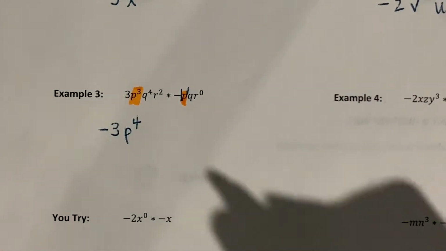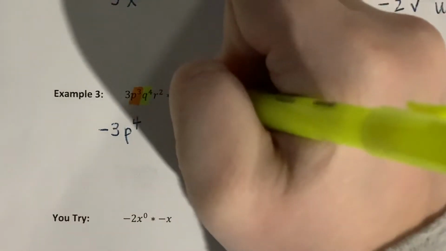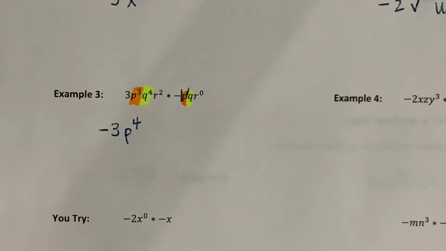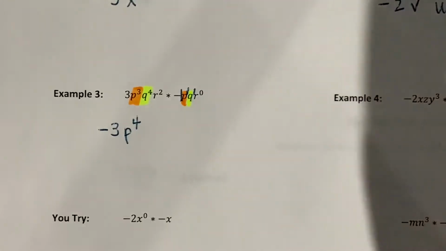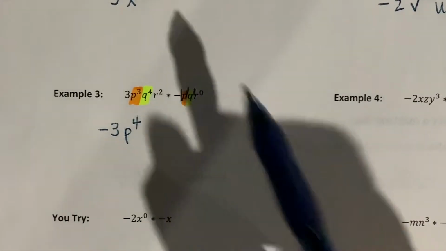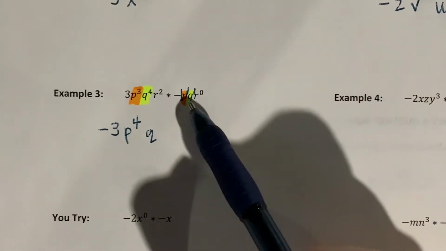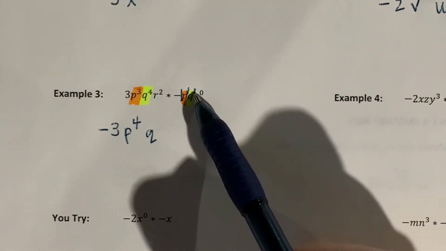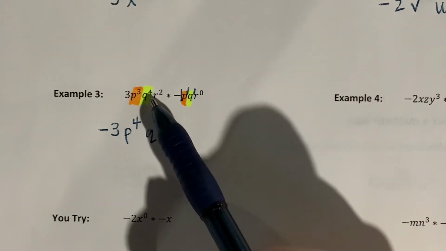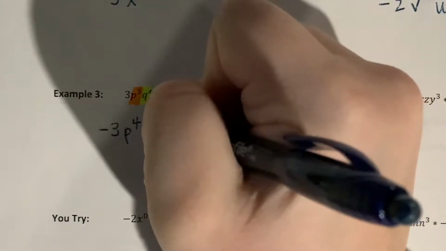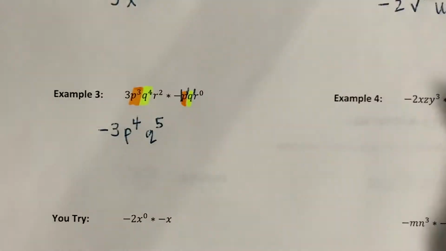Let's see, I've got q to the fourth power, and looks like just a q. If I just have a q, that's like saying q to the first power. So I'll keep my base, like base of q. Q to the fourth power times q to the first power. Product rule tells me I have to add my exponents. 4 plus 1, I'll get q to the fifth power.